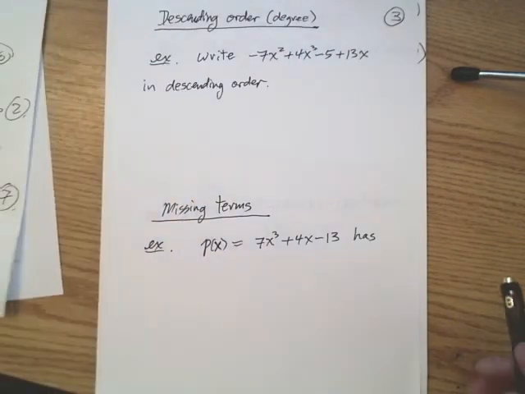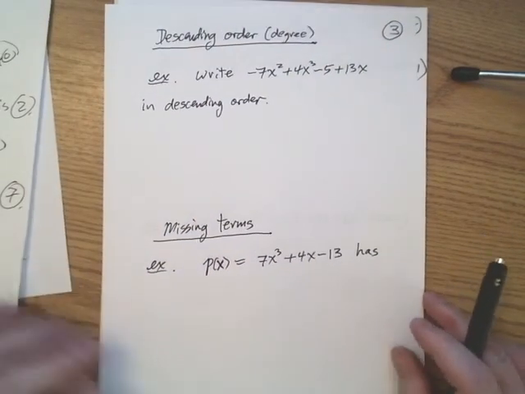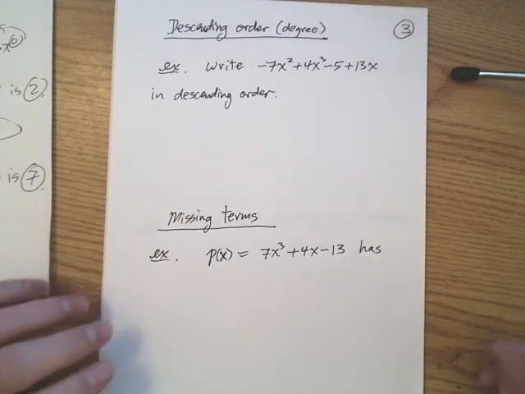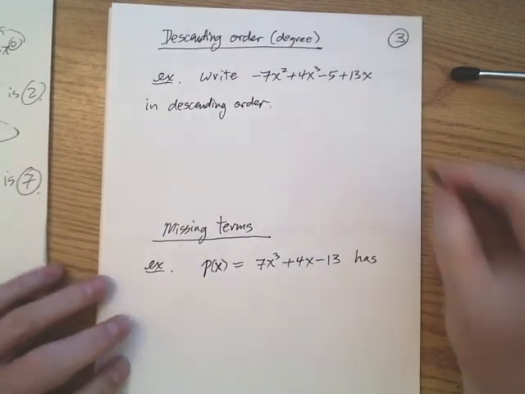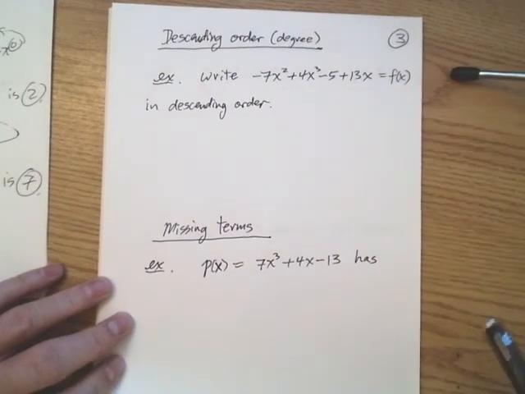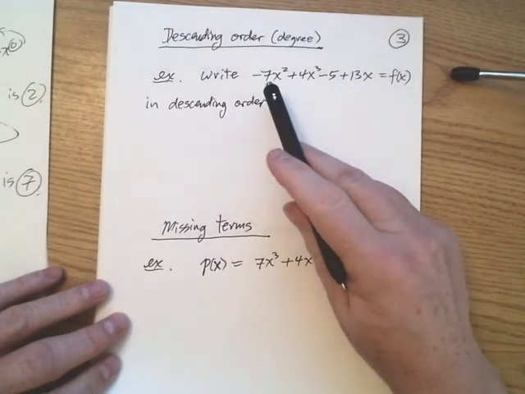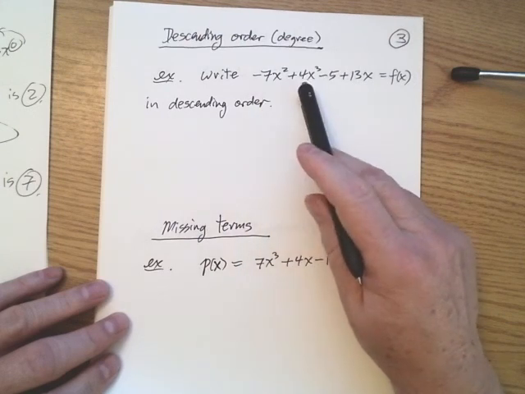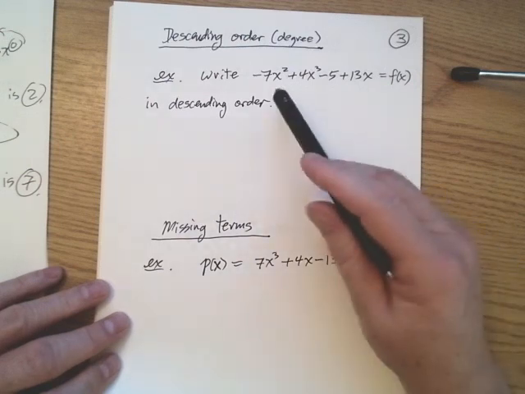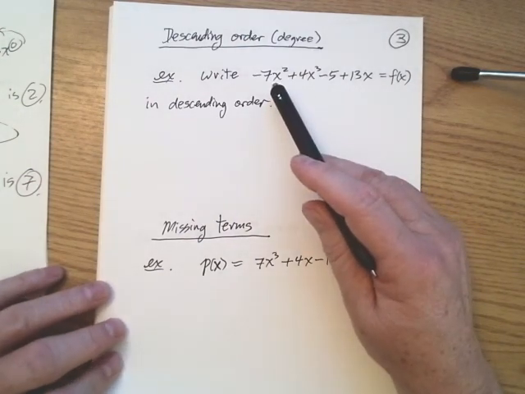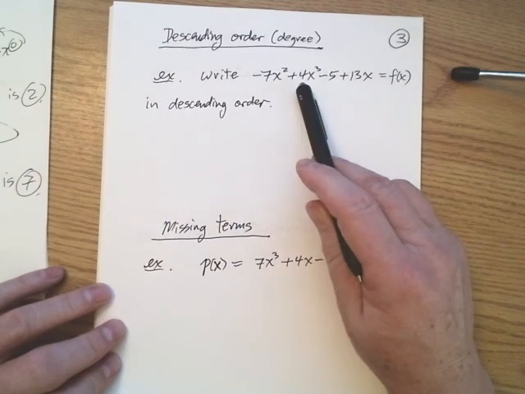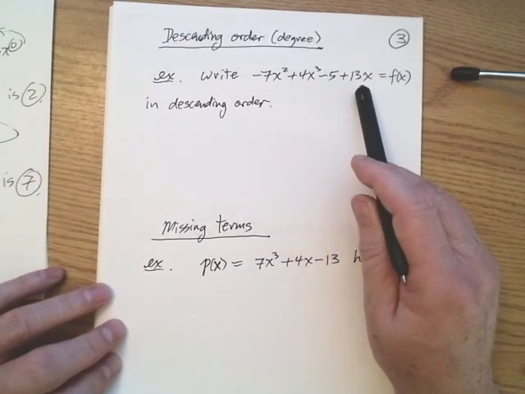All right. Let's talk about a convention we often use when writing our polynomials or polynomial functions. Suppose I have a polynomial function like this. I'll call it f of x here, though I don't really need to name it. I got negative 7x squared plus 4x cubed minus 5 plus 13x. Now if you actually read the degree of each term that makes up this polynomial, this would be what? Degree 2, degree 3, degree 0, degree 1.